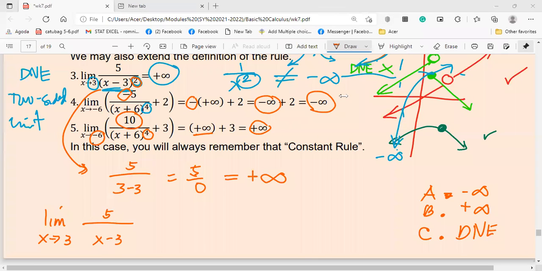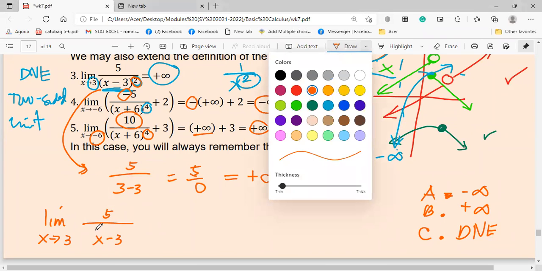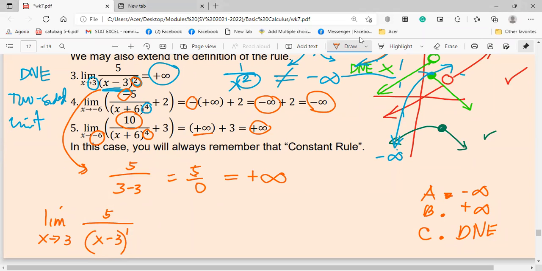Answer ay C. Paano siya naging C? Una, dahil aminado ka na ang exponent nito ay 1. At dahil 1 yan, when x approaches 3 from the left, okay? When x approaches 3 from the left, ang lahat ng left papunta sa negative infinity. Ang lahat ng right ay papunta sa positive infinity. So, hindi magkasundo itong dalawang reactions, I mean behavior. Giving you D and E when it comes to two-sided limits.